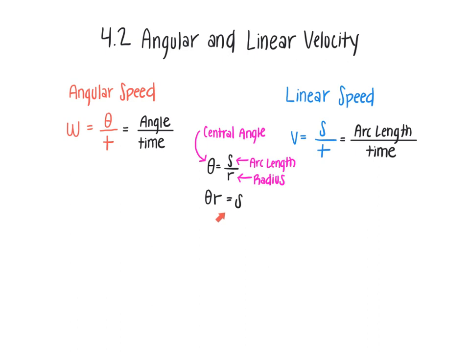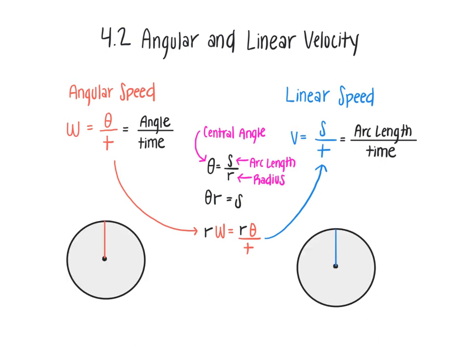This relationship allows me to draw a connection between angular speed and linear speed. If I multiply my angular speed by radius, that automatically gives me my linear speed. Remember that this statement right here, r times theta, is the same thing as saying arc length. And if I'm doing arc length divided by time, that is giving me my linear speed.